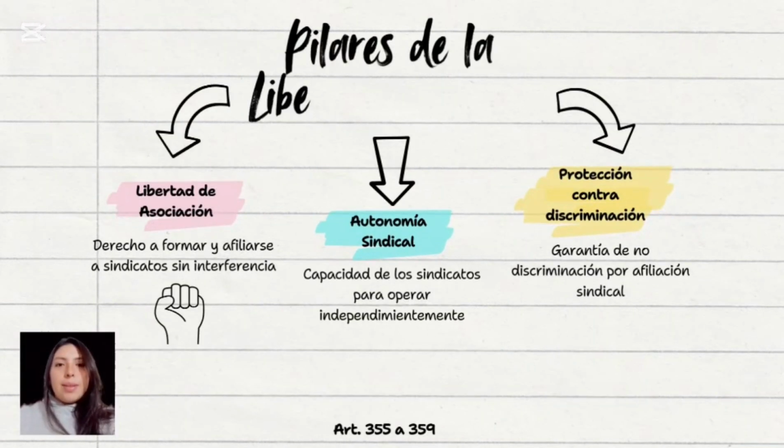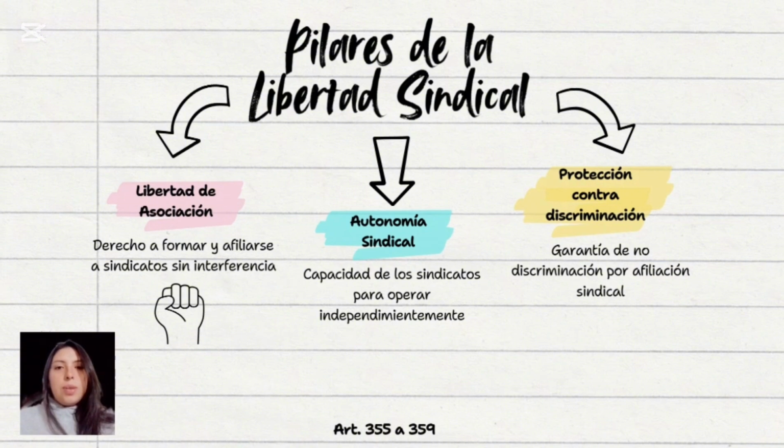The first pillar is freedom of association. This means the right to form and join unions without interference. The second pillar is union autonomy. This is the ability of unions to operate independently. The third pillar is protection against discrimination. It guarantees no discrimination based on union affiliation.